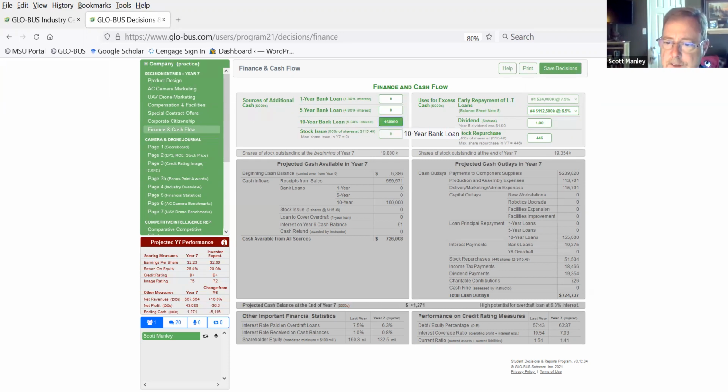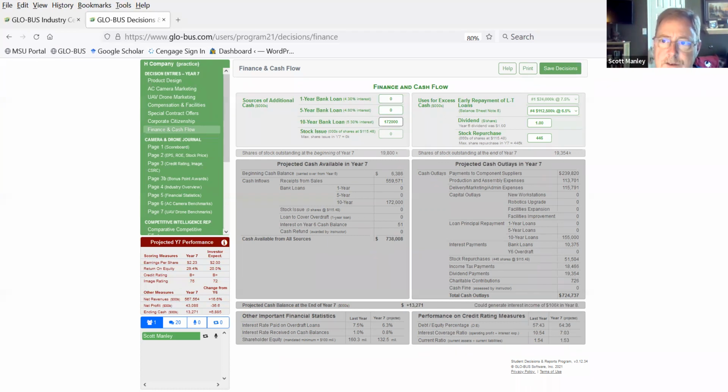But people always have the question of how much money is enough? How much money should I leave in the bank? You never want to have this high potential for an overdraft loan because it's more expensive. And the answer to how much is enough varies through the years. Initially, you can usually get by with 10 or $12 million, maybe $15 million in the bank. The deeper we get into the simulation, the more money you need to have, because the bigger your company is going to be.